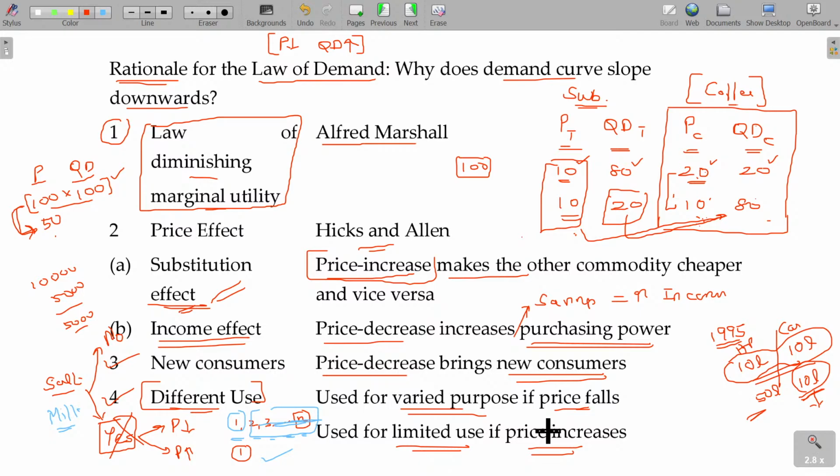If the price decreases, many of the customers who were not capable of purchasing become capable of purchasing, and start purchasing the commodity. So new consumers will come in because of the decreased price. That will also be a reason for the law of demand. The next one is that the commodity may have different uses. In that case, a price decrease makes the commodity be used for a number of different uses. So to use it for a number of different uses, you have to purchase more, and vice versa will happen. Is that okay? Come on, make a note of it. Rationale for the law of demand.